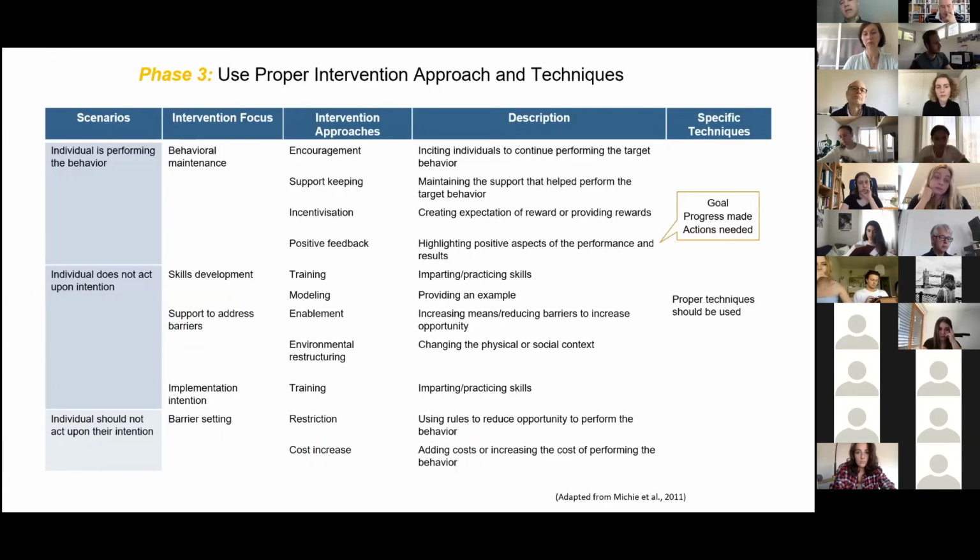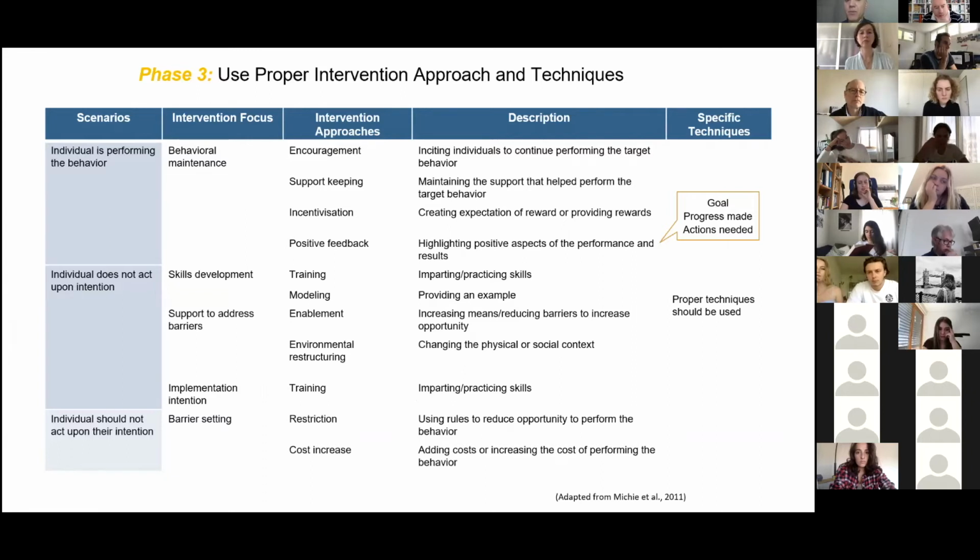So this is something that you can look at in these tables. There's a couple of tables that I developed for this presentation. You can see, for example, if people are not acting upon the behavior, it may be, according to the model that we have discussed already, because they don't have the skills. And then maybe the proper approach could be training. And then you should use a proper technique, training skills, to enhance those skills.